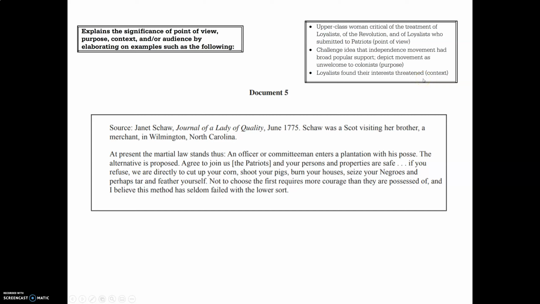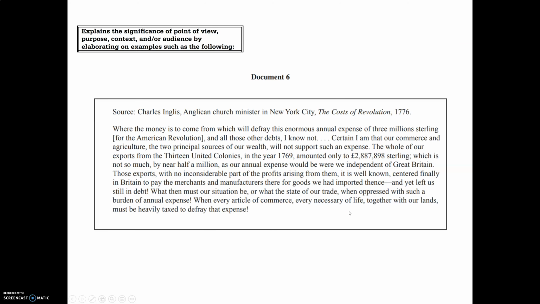Context. Loyalists found their interests threatened. Right? That's the context. And clearly, I mean, they're going to shoot your pigs. That's threatening. Document 6. We've got our Anglican minister, once again, Charles Inglis.